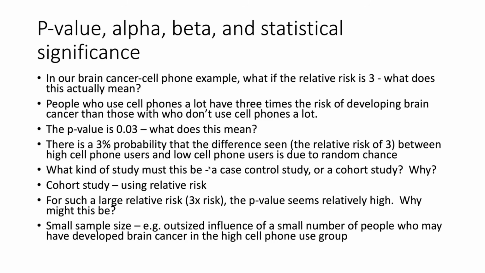But what if the relative risk was 10 and your p-value was 0.05? That's a huge difference between two groups. And while technically the p-value is 0.05 or less, if there was a 10 times greater likelihood of developing brain cancer if you're exposed versus not exposed, I'd expect the p-value to be much lower.